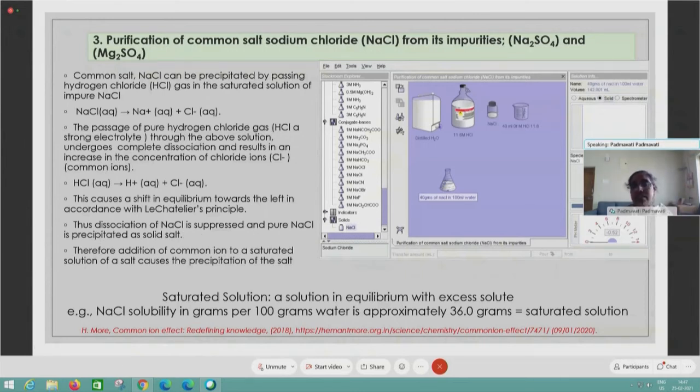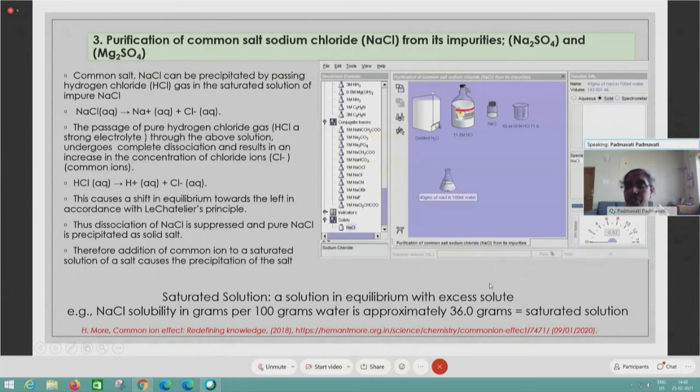Okay, so for this, we are trying to do an exercise. First of all, we need to prepare a saturated sodium chloride solution. A saturated solution is a solution in equilibrium with excess solute. I think we are familiar with this. Now sodium chloride solubility in grams per 100 grams water is approximately 36 grams. So I weigh 36 grams of sodium chloride, dissolve it in water and prepare a saturated solution.